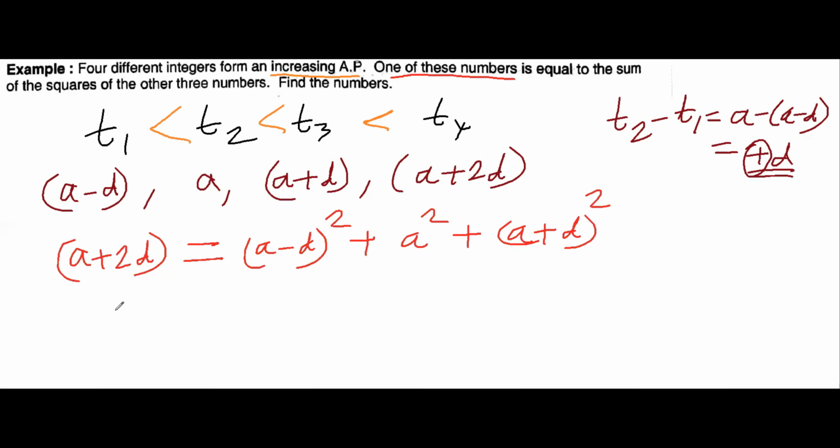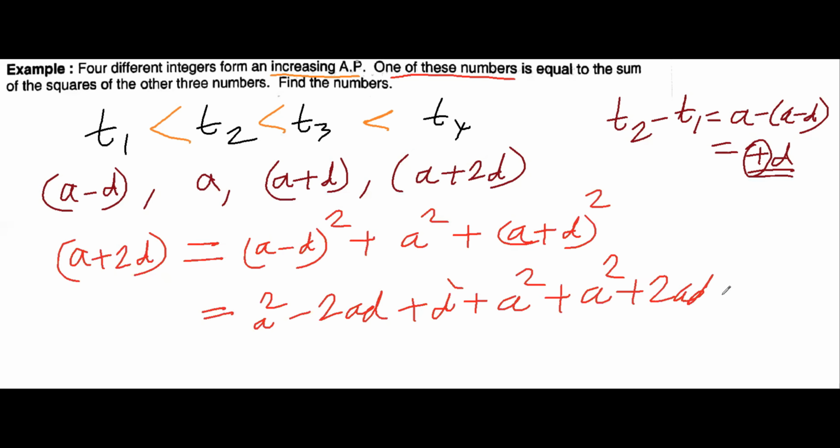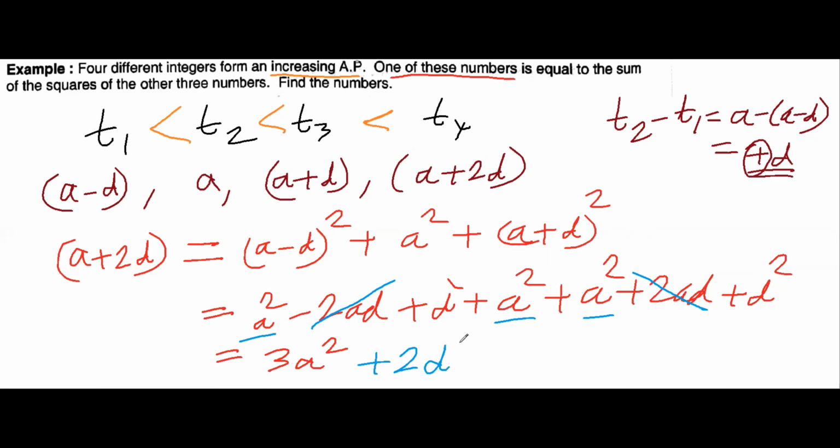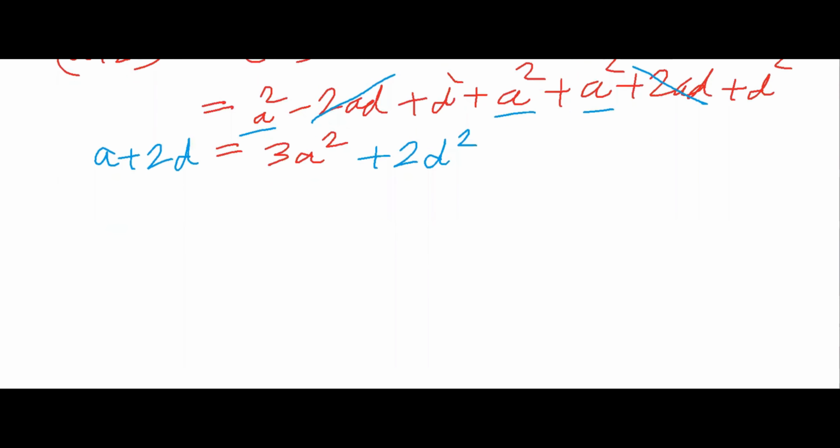अब इसको सॉल्व करते हैं। ठीक है, सो लेट्स सॉल्व दिस। It will be A square minus 2AD plus D square plus A square plus A square plus 2AD plus D square. So here what will I get? Here I will get 3A square. How? A square, A square, A square is 3A square, and minus 2AD plus 2AD will cancel, and you will get only 2D square। यहां क्या है? यहां A plus 2D है। ओके, I need to find the numbers. फाइन, तो अब इसको कैसे लिखेंगे?